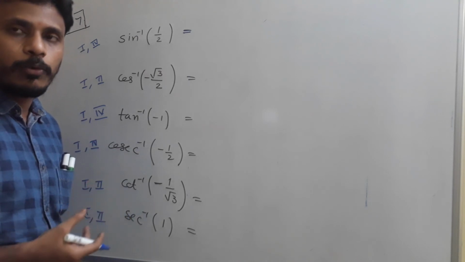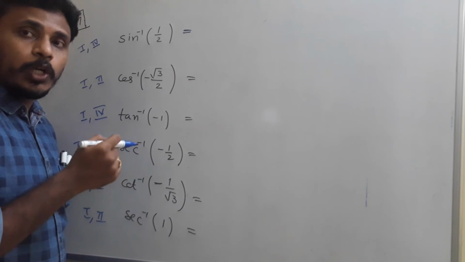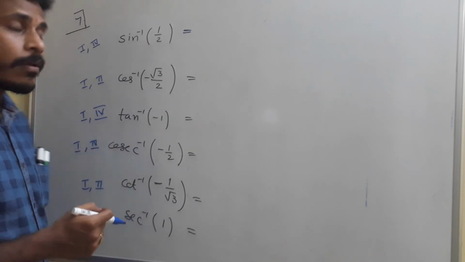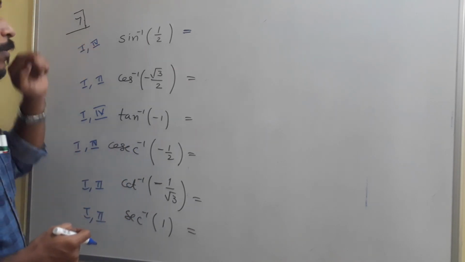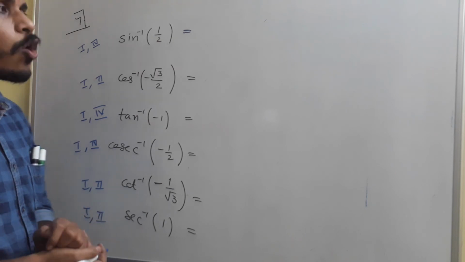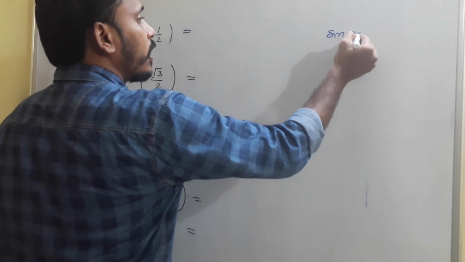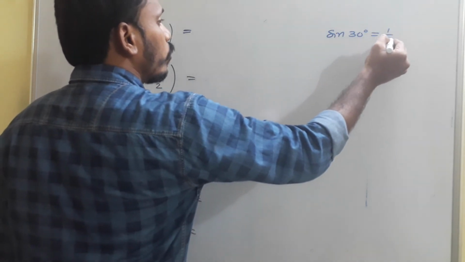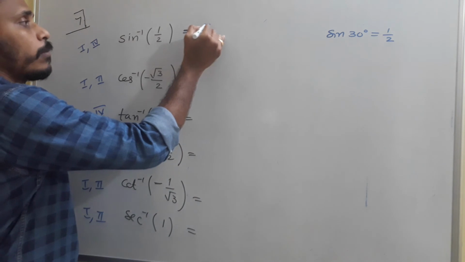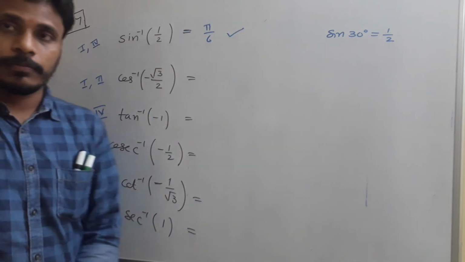What do you know about the value of sine inverse of 1 by 2? It means we need to think about an angle from the first quadrant or from the fourth quadrant such that its sine is 1 by 2. Since we know the value of sine 30 degrees is 1 by 2, and 30 degrees is nothing but pi by 6, sine inverse of 1 by 2 is pi by 6, right?